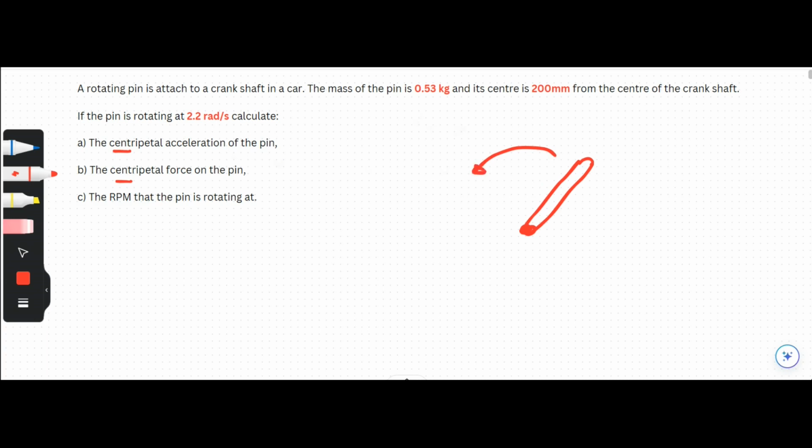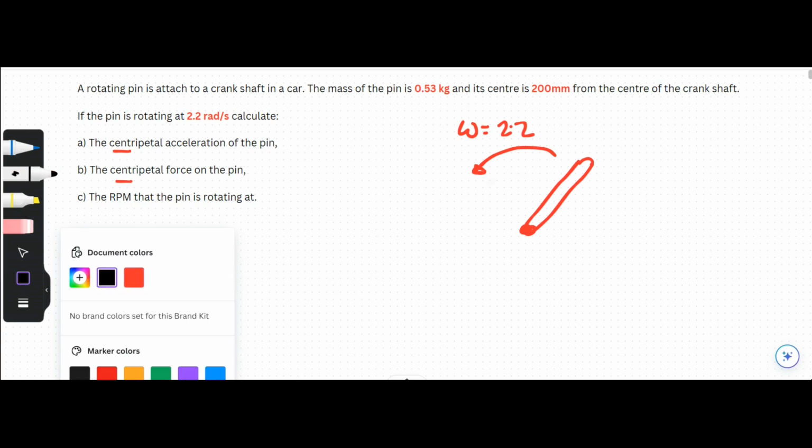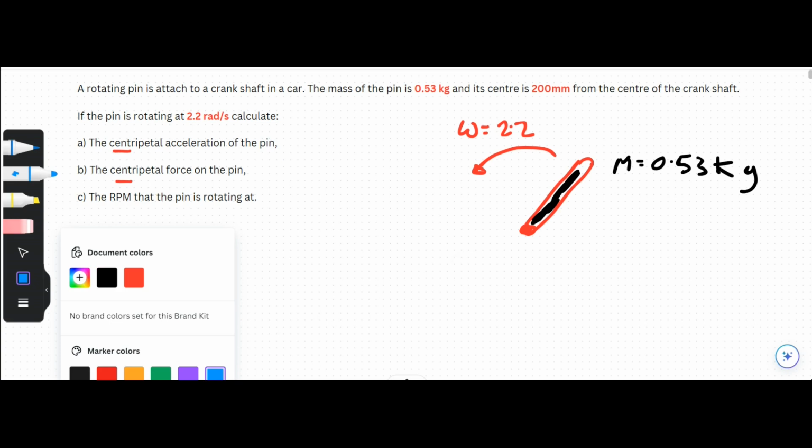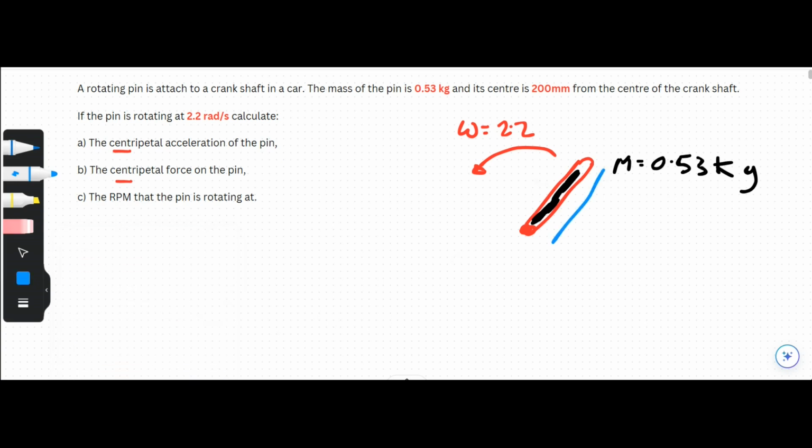Rotating at 2.2, so angular velocity is 2.2. The mass of this pin, just something spinning, is 0.53. And the length of it, so this length here, because it says the mass of the pin is 0.53 and its center is 200 mil. So this length here is 0.2 of a meter.